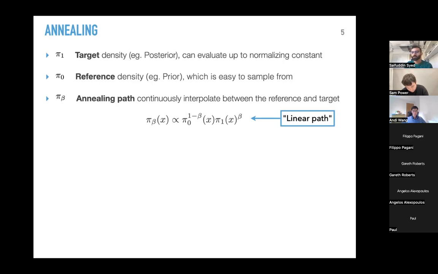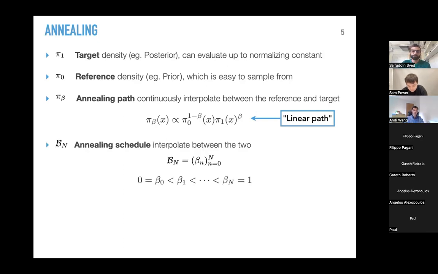the target. The most common version of an annealing path is the linear path, which linearly interpolates between the reference and the target in log space, or geometrically interpolates between the reference and target in probability space. In general, we're going to be discretizing along this path. So we're going to denote beta_n as the annealing schedule, where capital N is some number that we have at our disposal. You can think of capital N as maybe the number of threads that you have at your disposal. We're going to choose it such that beta 0 is always 0 and beta 1 is always 1. So the closer beta is to 0, the more pi beta represents the reference, and the closer it is to 1, the more it represents the target.